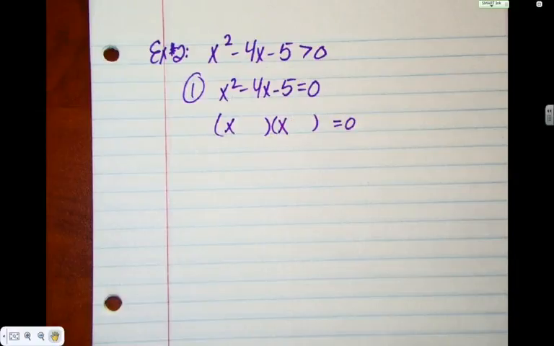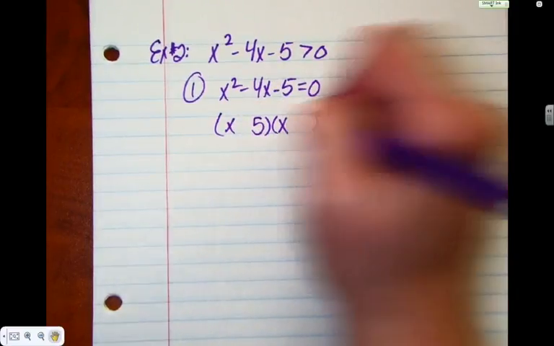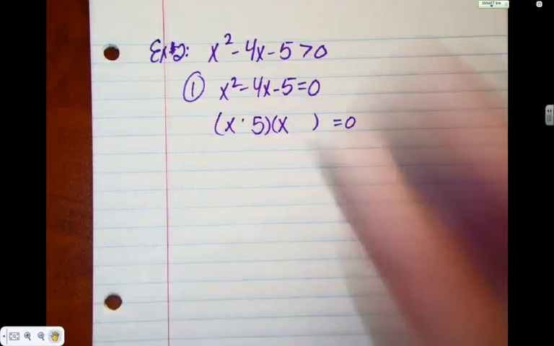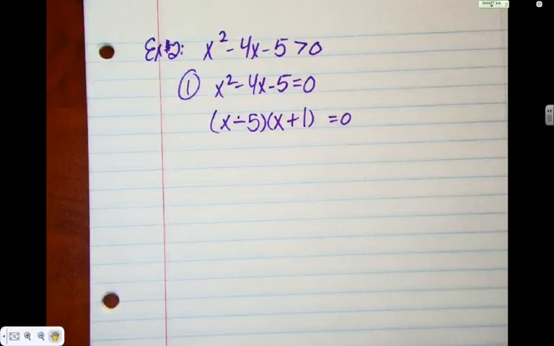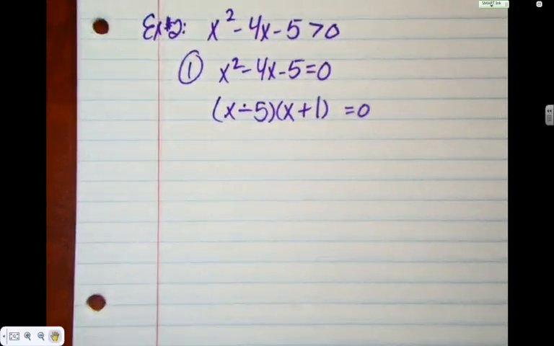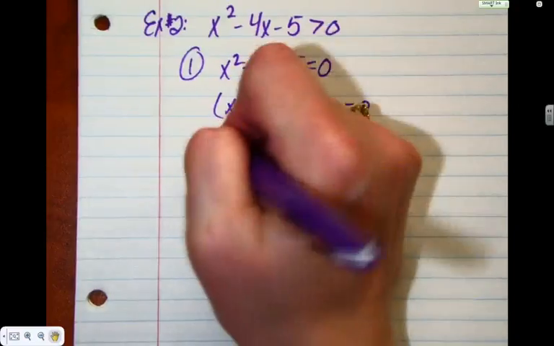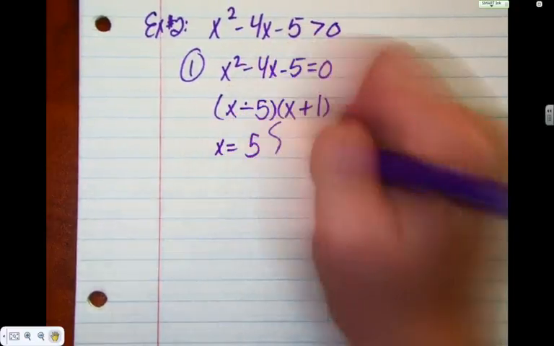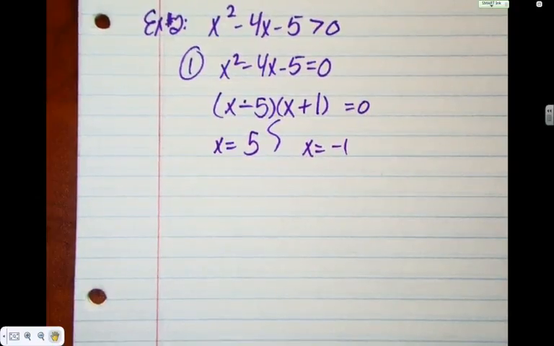Factoring is going to be your friend. Negative 5, positive 1, or negative 1 and positive 5. What do we do after we factor? Split and solve. So x equals, and x equals. Okay, so step 1 is straight up unit 3. Exactly what we did in unit 3, solve it.